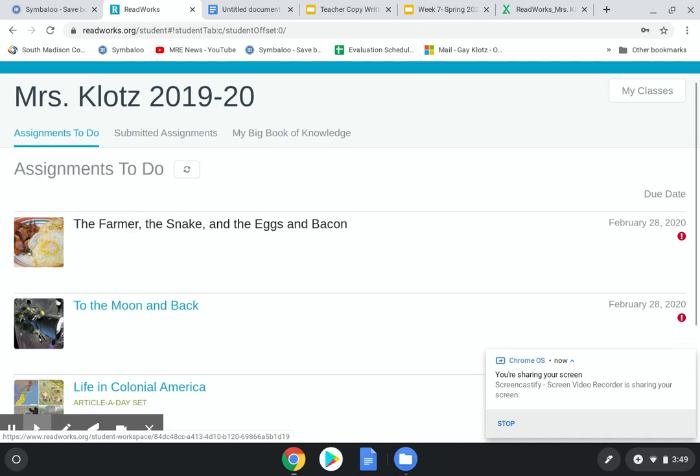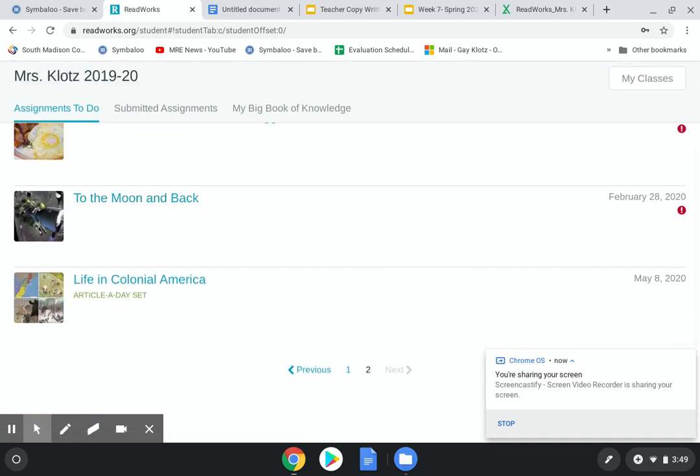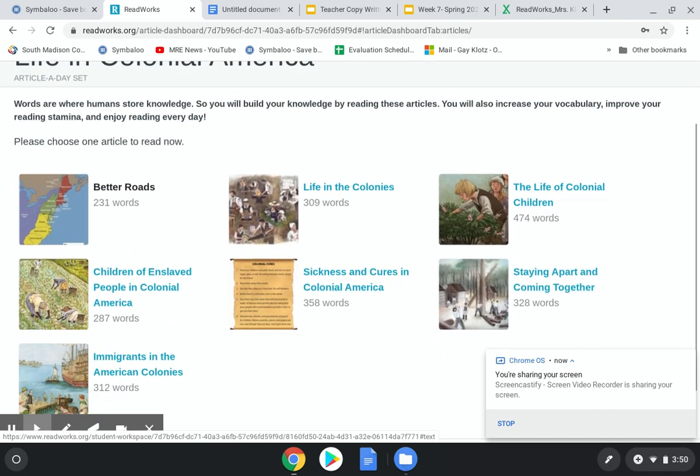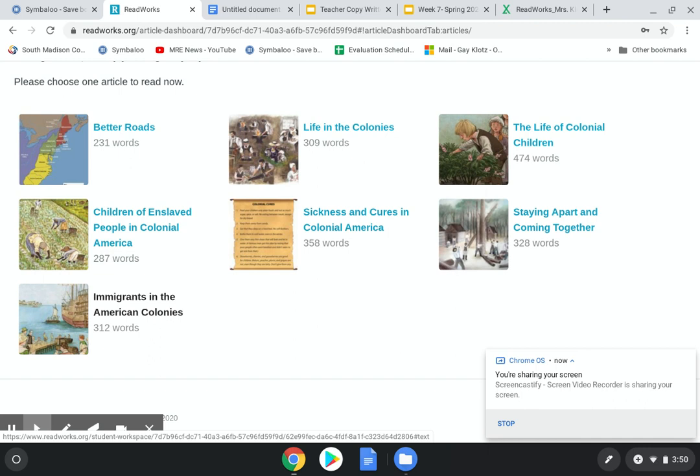When you go into ReadWorks, you will need to find the set of articles titled Life in Colonial America. You may have to go onto the second page to find them. So if you look down here at the bottom, if you go to next, it'll take you to the next page. But on my computer, it's on the first page. In the set of articles, you will find all of these articles about colonial America. You get to decide which article you read and then respond to.